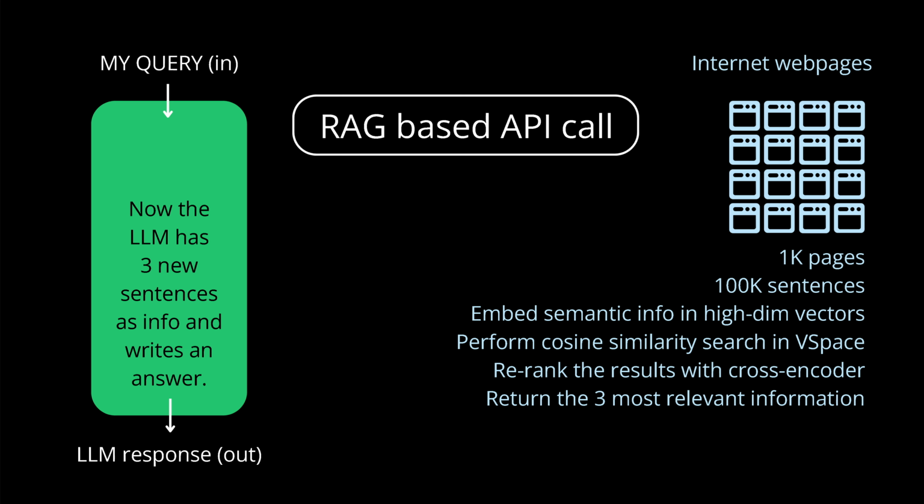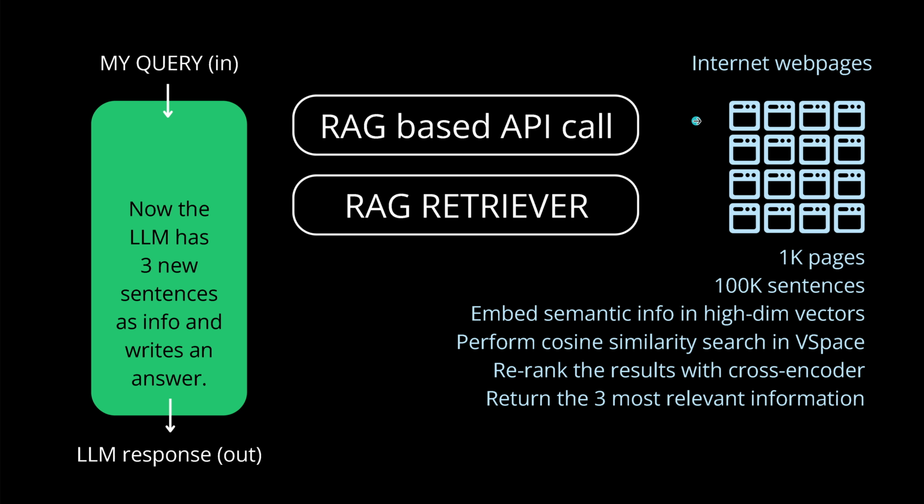In the good old days, about 3 months ago, we called it a RAG-based API call to a weather station, to some dedicated databases, to I don't know what. Today, where we are much more advanced in the marketing terms, we call it a RAG retriever, because here we have a retriever functionality. So whatever there is, a vector store, internet web pages, your document store, you just retrieve your relevant information.